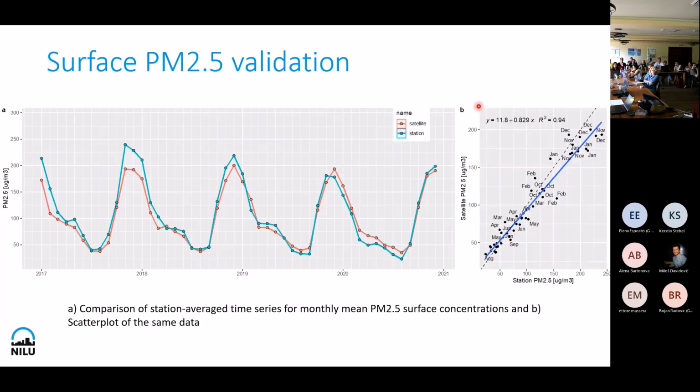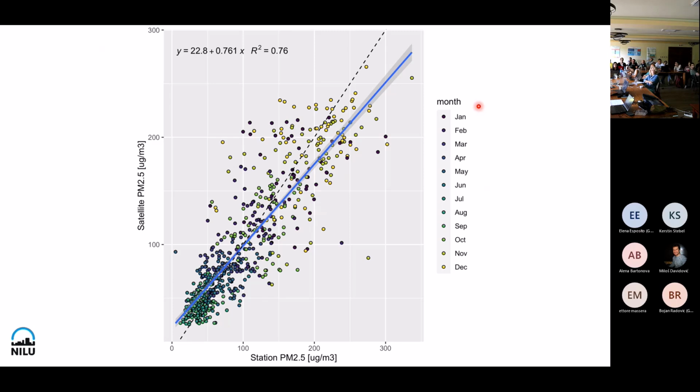We also plotted a scatter plot to see how the two compare with each other, and these have a really high R-square of 0.94. But keep in mind, this is monthly data. If we average things over a month, it will always reduce the random noise a lot, and you will always get better results. If you did this on, let's say, a daily level, it would probably be quite different.